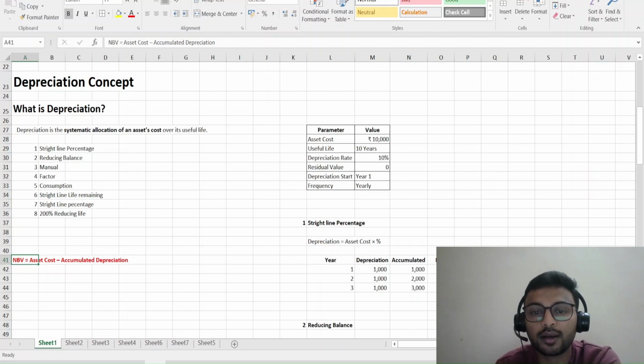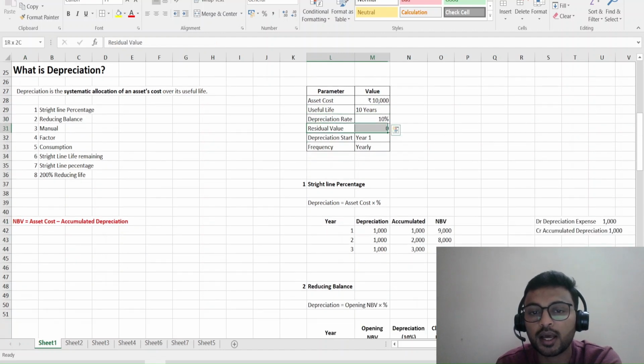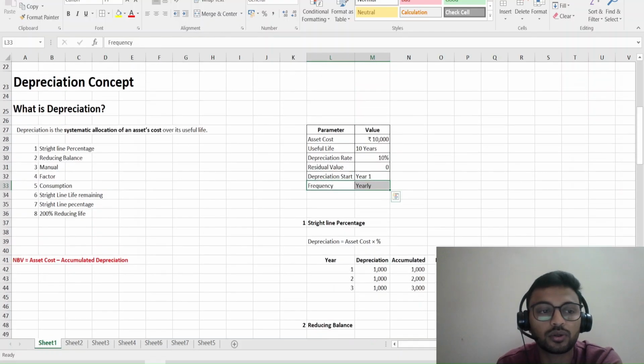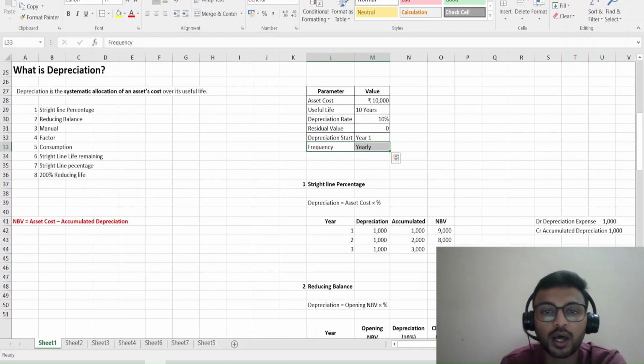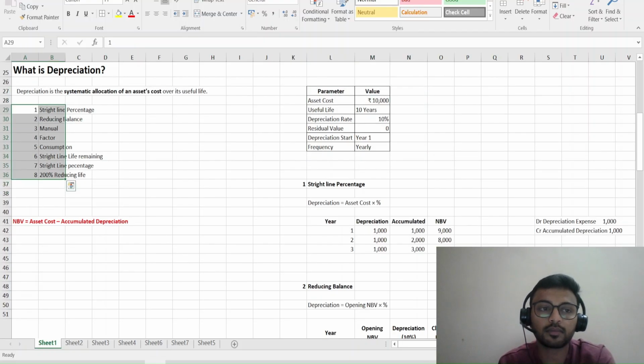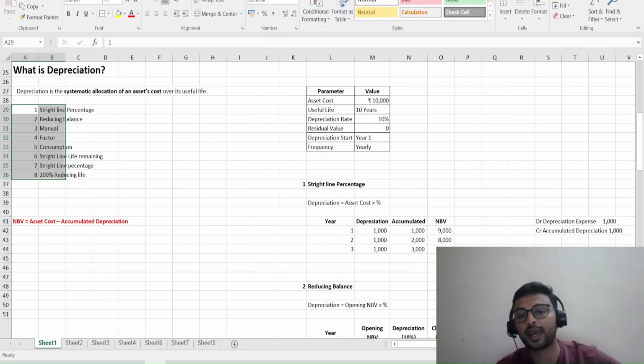So to start with, I have taken one common example. My asset value is 10,000, useful life is 10 years, depreciation rate is 10%, residual value is 0. Depreciation starts from year 1, and I will charge depreciation yearly right now. With this example, we'll understand all 8 depreciation methods in Excel.